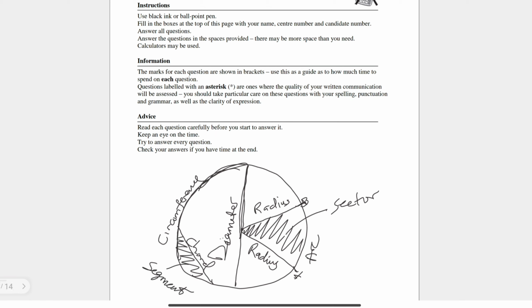And the line that touches the circle at only one point is called the tangent to the circle. I hope that is clear. So next, let's talk about the rules.